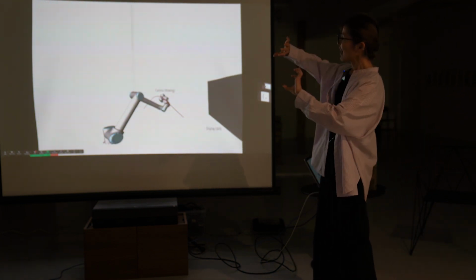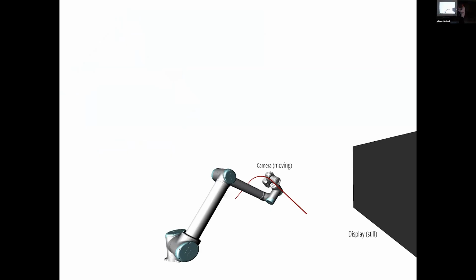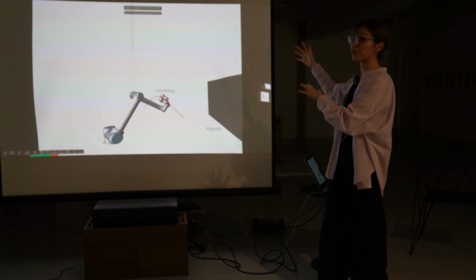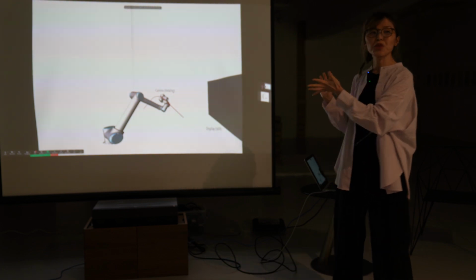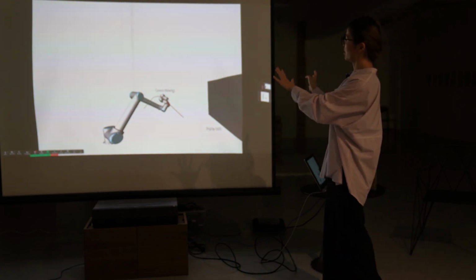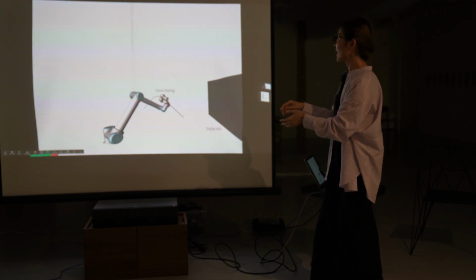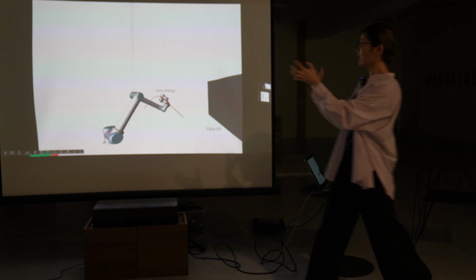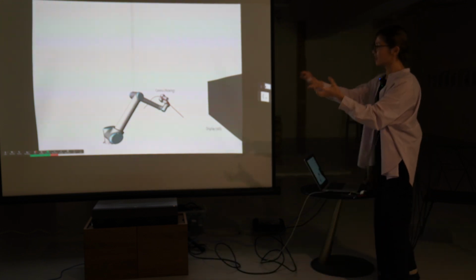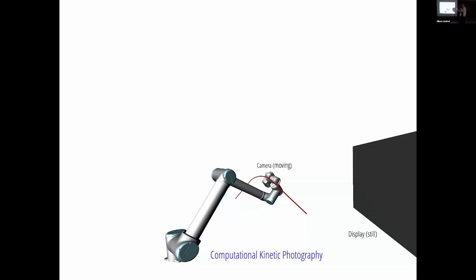elements. And then in another configuration, if I am not to put the camera still, but mount the camera onto the robot arm, having the display, or it can be a projection or other forms of display that I can change the content as the light source. So if we think about these two different, this is called computational kinetic photography.